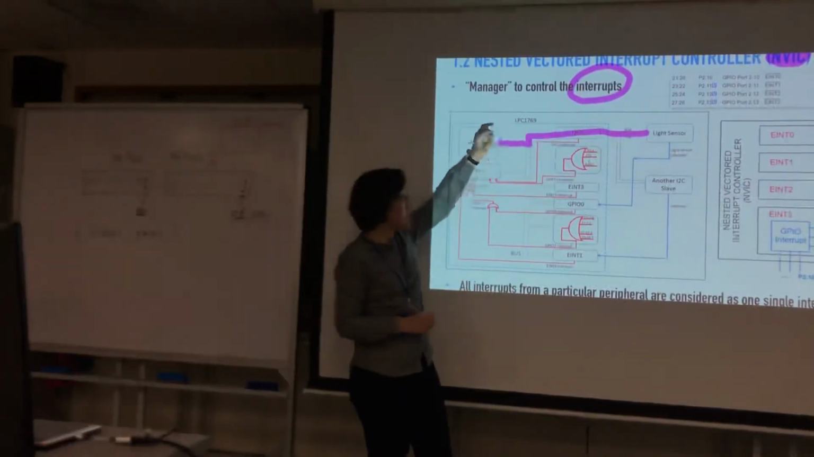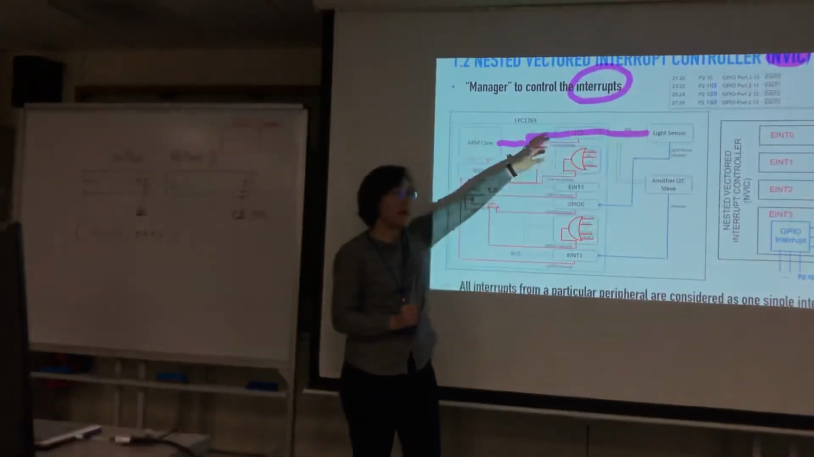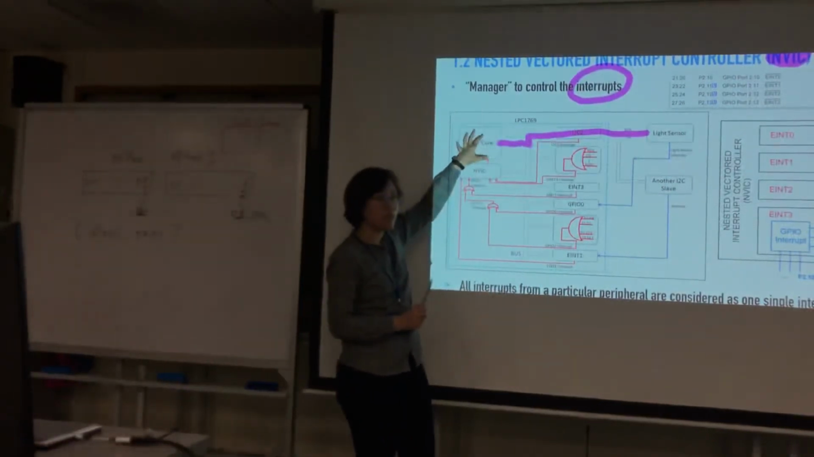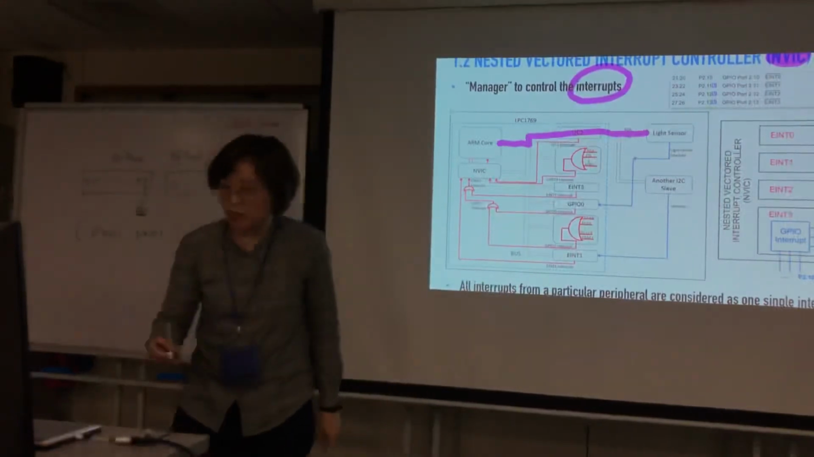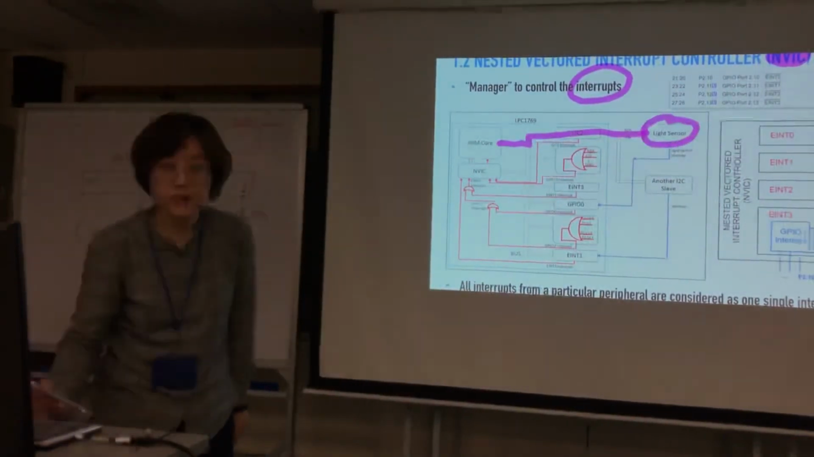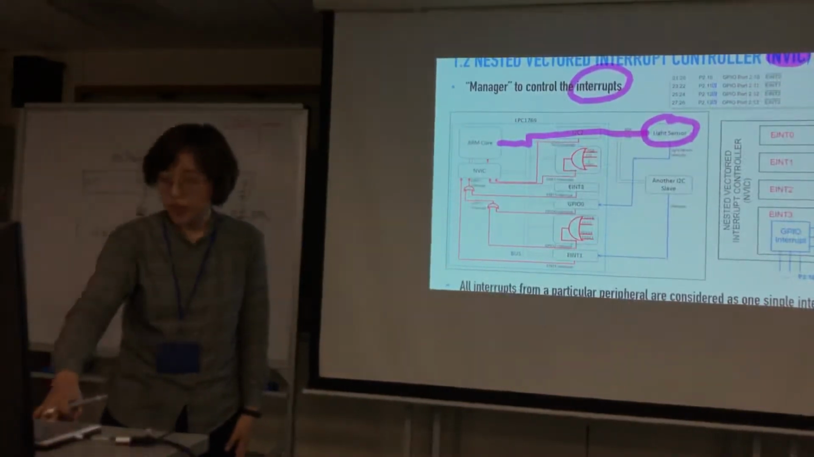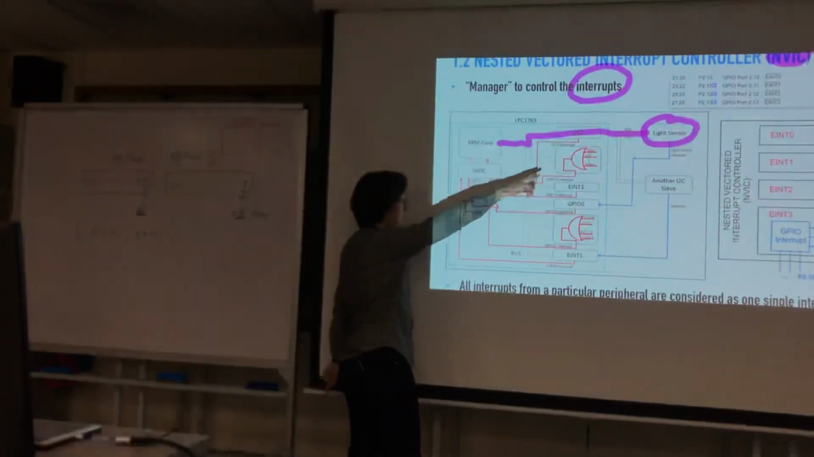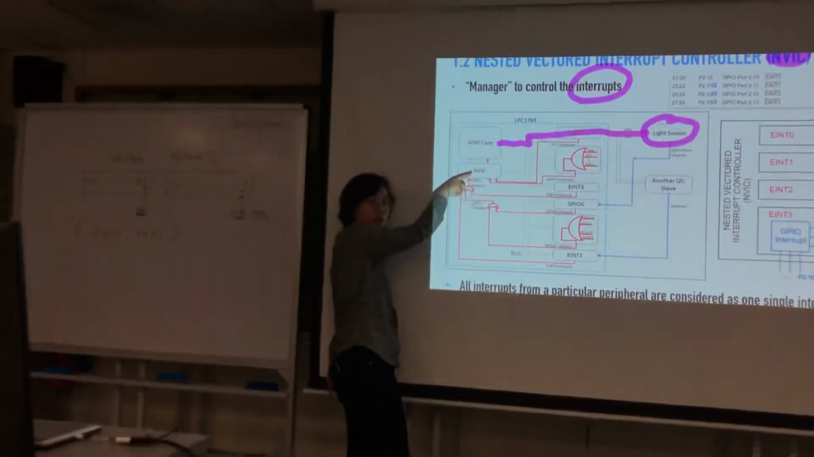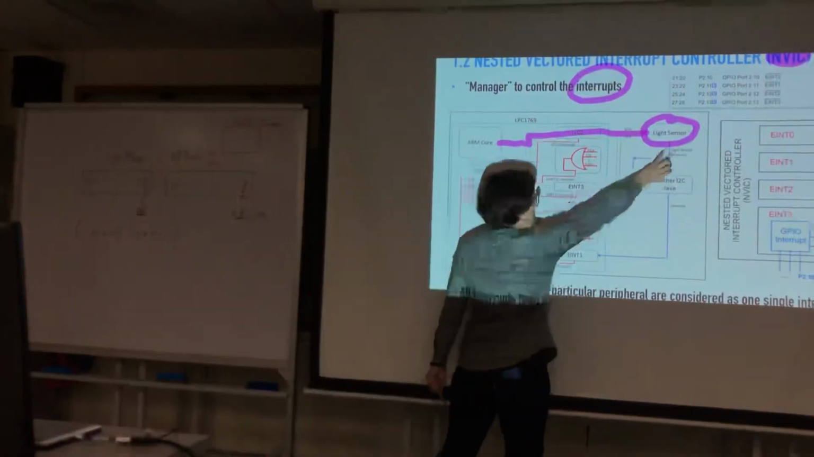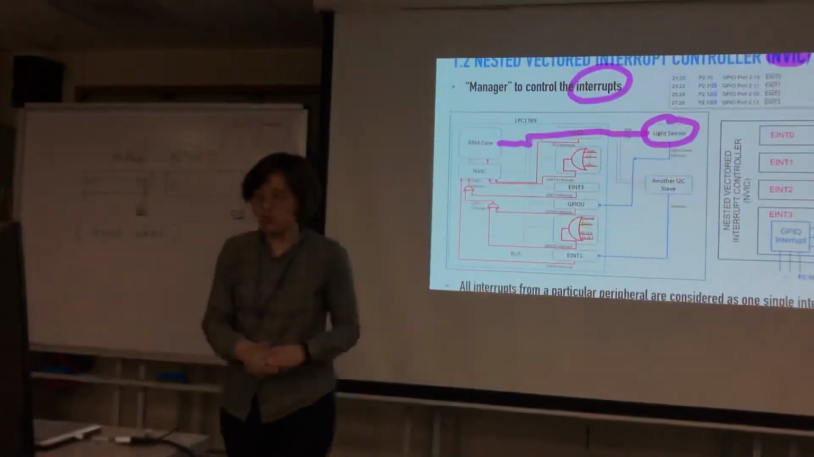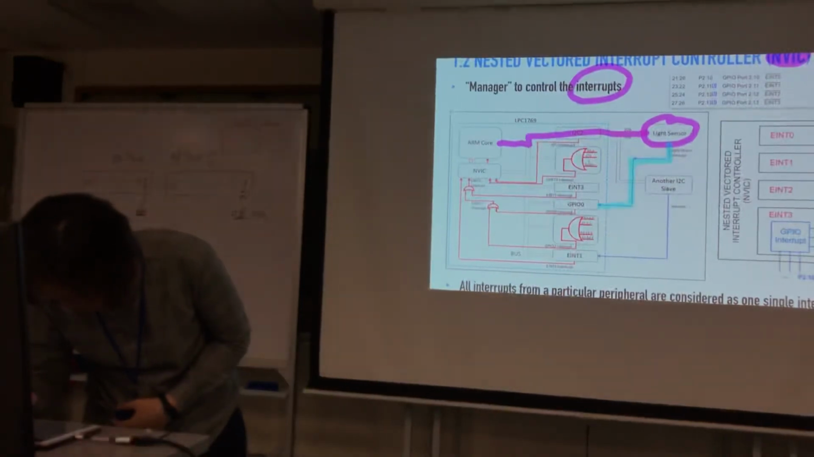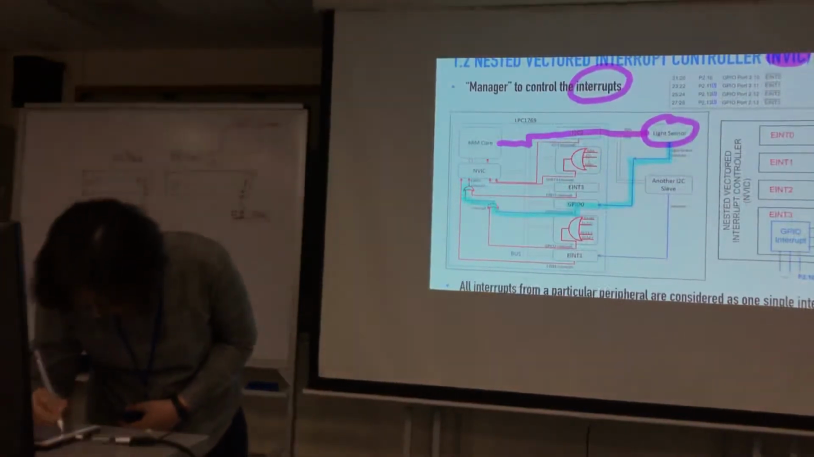But if you say the light sensor is very important and your processor needs to be informed immediately if something happens on your light sensor, then you need to make this thing your interrupt source. Which means this guy should send a notification to your NVIC, because NVIC is the manager handling all the interrupts. So you will see that there is a signal from your light sensor going all the way here. Can you see that? It goes to your NVIC.